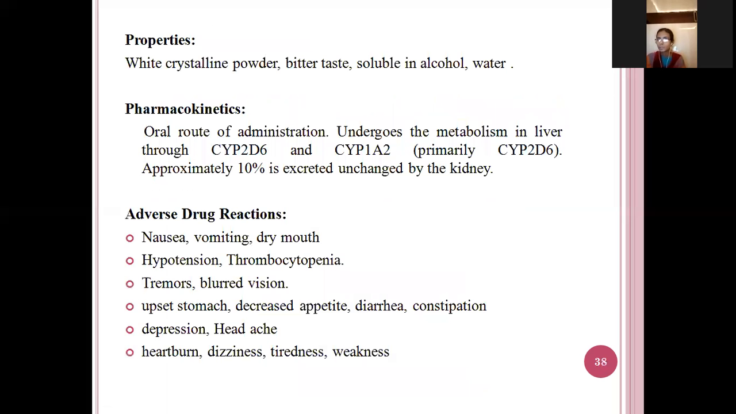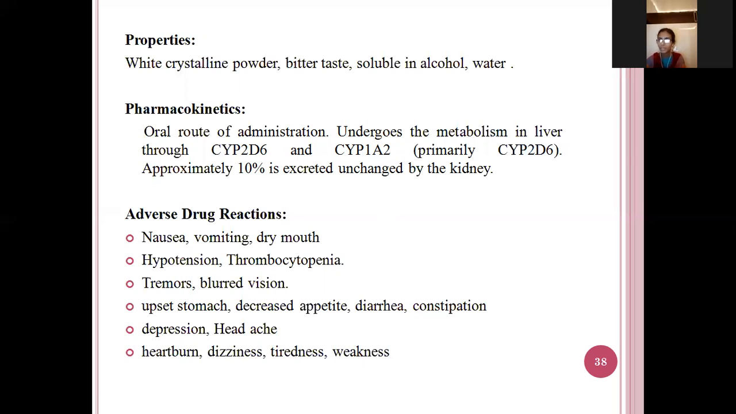Next, properties: it is a white crystalline powder, bitter in taste, and insoluble in water and alcohol. Pharmacokinetics: it is given by the oral route, it undergoes metabolism through the cytochrome enzymes, and it is eliminated through the kidneys in unchanged form.